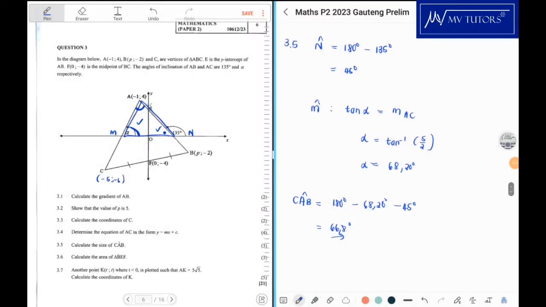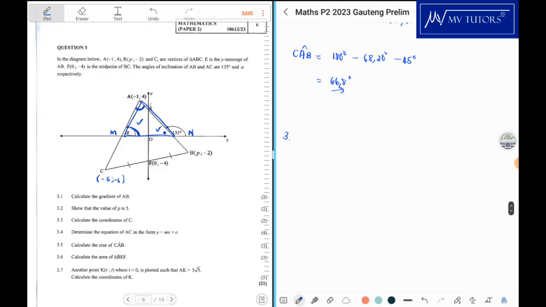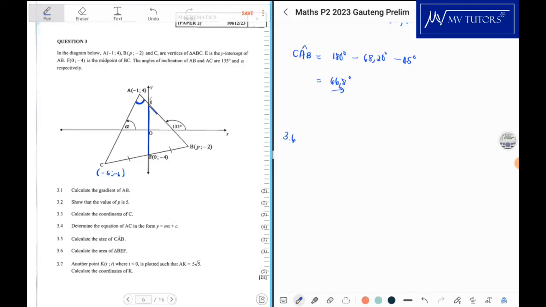Alrighty, now coming to question 3.6. So it says calculate the area of triangle BEF. Okay, where is triangle BEF? There's E, and there's F. There's our triangle. What do we know at this point in time? We know the coordinate of F and B. We don't know E, we just know that it's the y-intercept. We don't have any angles as well.